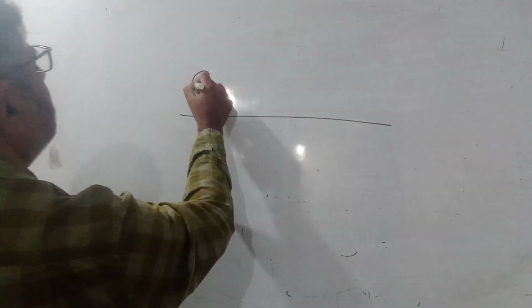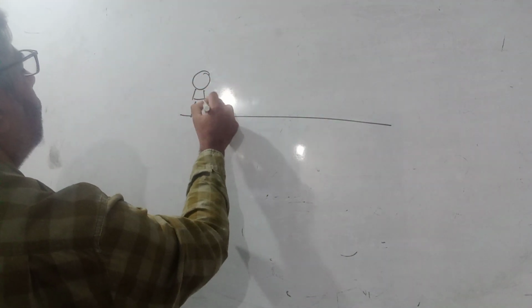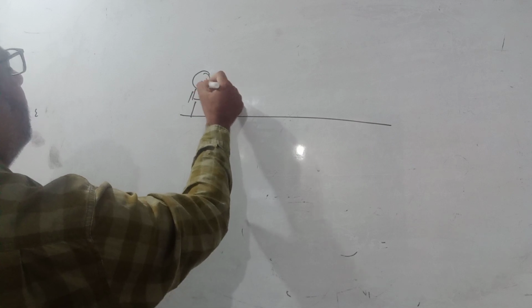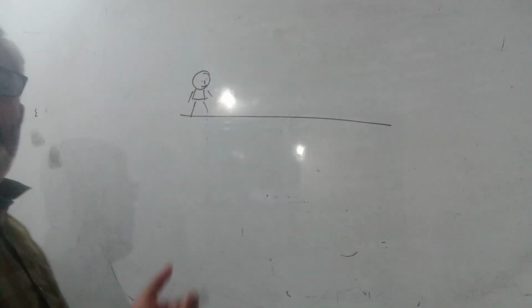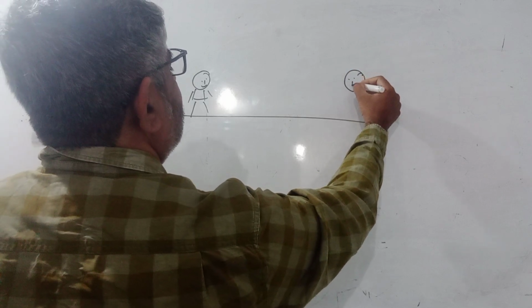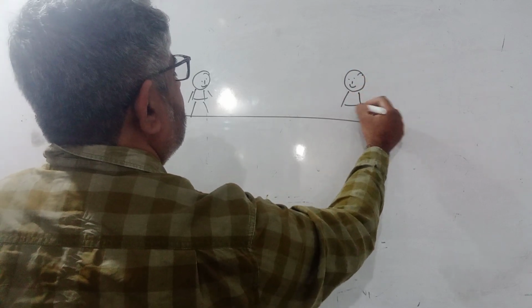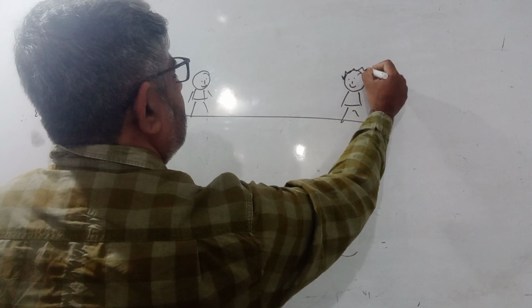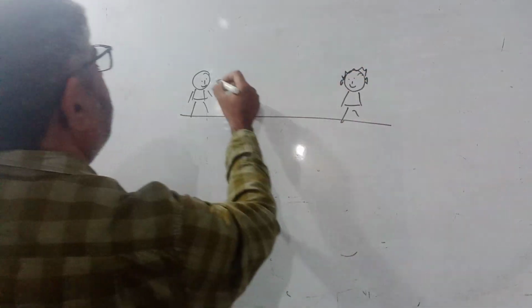Now suppose this is one boy or one girl, whatever. I am not biased for boys and girls. It can be anyone. It can be a boy, it can be a girl.